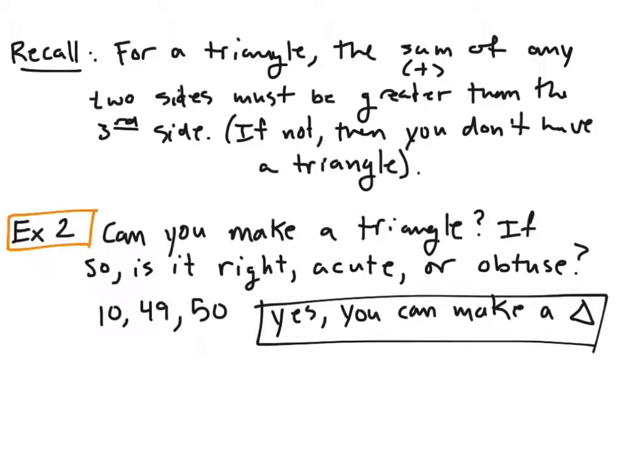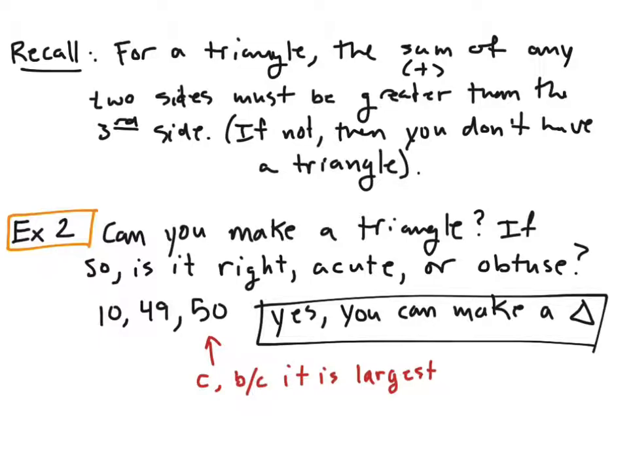So yes, you can make a triangle. Now, is it right, acute, or obtuse? We can use the converse of the Pythagorean theorem. Well, this has to be C, right? It has to be the C value because it's the largest out of the three. And so then I can just check.